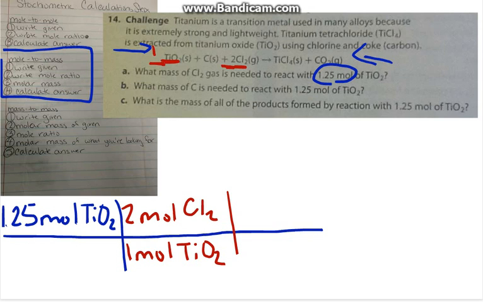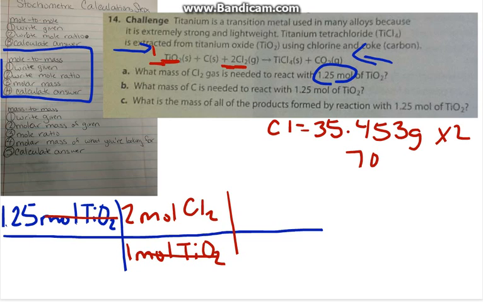Step 3. Now I have to do the molar mass. The only thing that I have right now is Cl2. So I look up Cl on the periodic table. Its mass is 35.453 grams. I have 2 of those. So my little handy dandy calculator, I get 70.906 grams for Cl2.